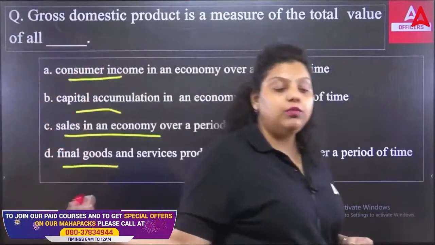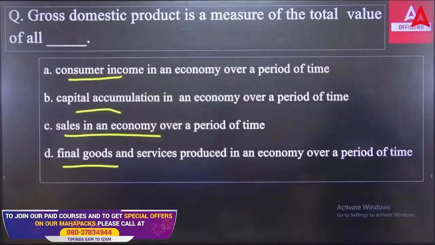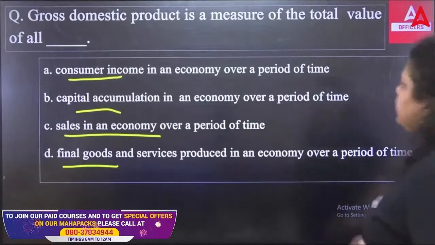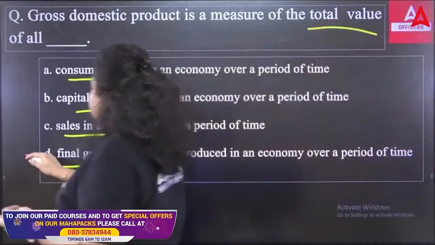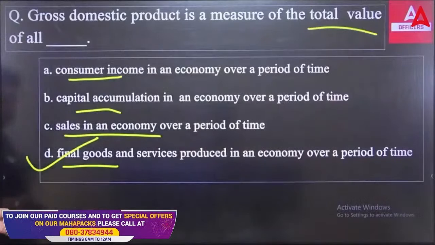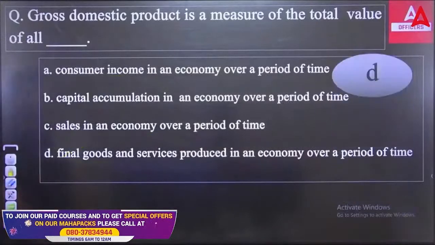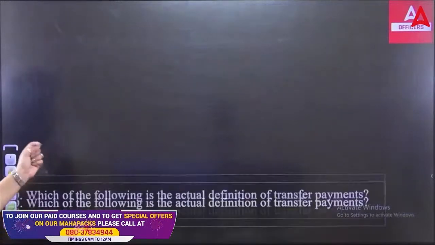So GDP is the money value of what? GDP is the money value of all final goods and services produced within the geographical boundary of a country during a financial year. So you are calculating the total value of what? Final goods and services. So the right answer will be D option.